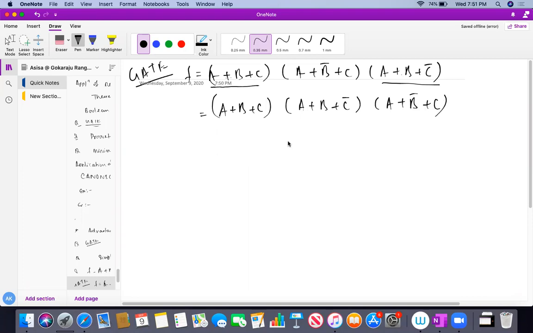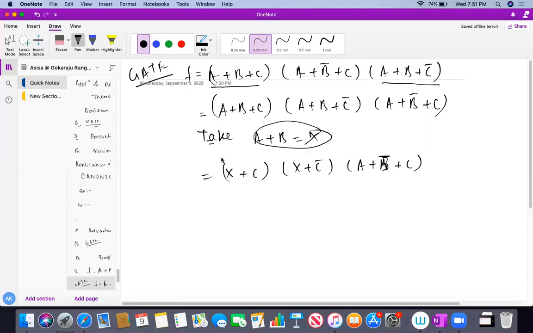Okay, if you are not understanding, please unmute and ask me, students. I'm thinking that you guys are understanding, that's why I'm running through. Now take A or B as X. If you take A or B as X, what will happen? This will be X or C and X or C bar, and A or B bar or C. Am I correct, students? I have just taken A or B as X and replaced that X here and here, nothing else, to get the new F.